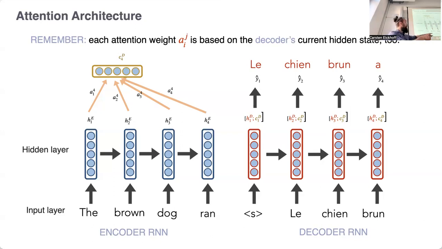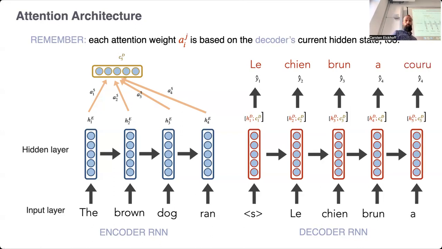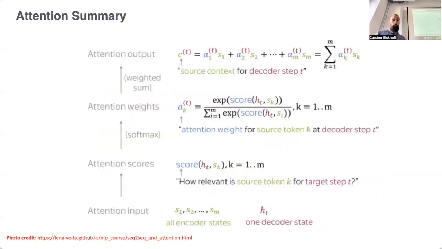Here I'm allowed to read, right? So I keep the sentence. I'm allowed to look back as often as I want, and I have my explicit estimate of how much I should look at all these individual places, right? And this gives me my context vector. And this is pretty powerful.